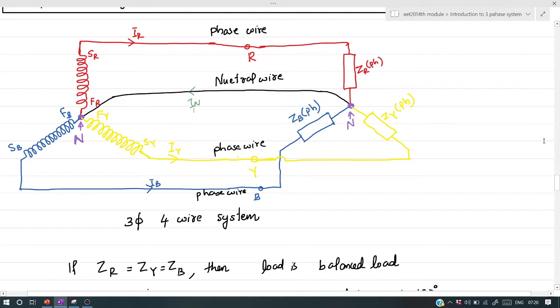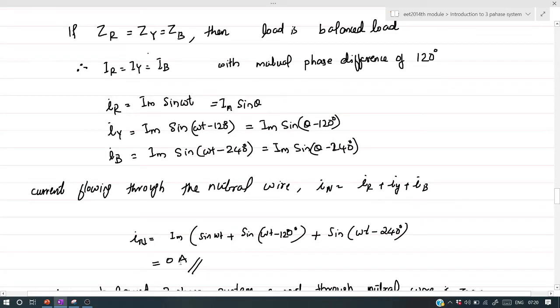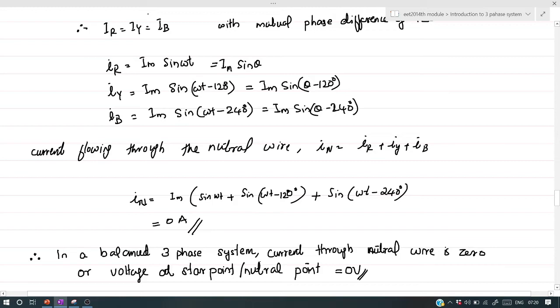From this figure, it is clear that current flowing through neutral wire is the sum of IR plus IY plus IB. Substituting IR, IY and IB just like this, we can see that IN is 0 ampere. That is, the instantaneous value of current flowing through neutral wire under balanced condition is 0 ampere. So, in a balanced three-phase system, current through neutral wire is 0, or voltage at the star point or neutral point is 0 volt.